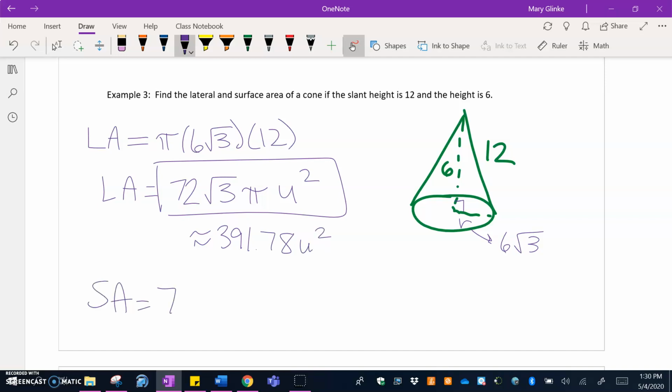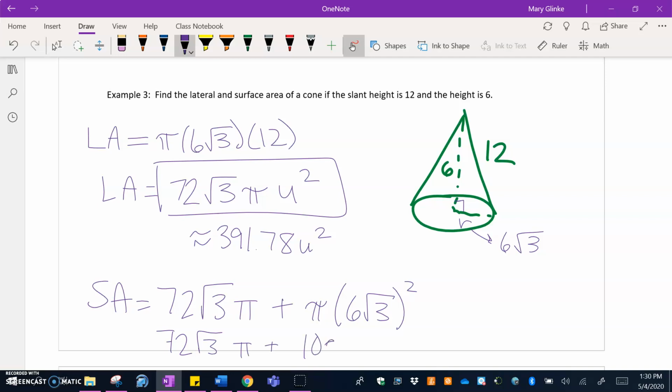So our surface area would be 72 root 3 pi, it's our lateral area, plus the area of the base, which is pi r squared. And so this would end up being 72 root 3 pi plus 108 pi units squared. This would be the exact answer. We can't combine those because they're not like terms. If we wanted a decimal approximation, it would be 731.07 units squared.